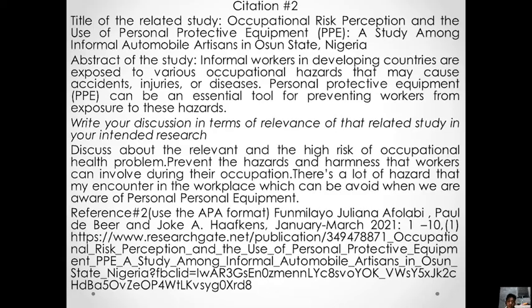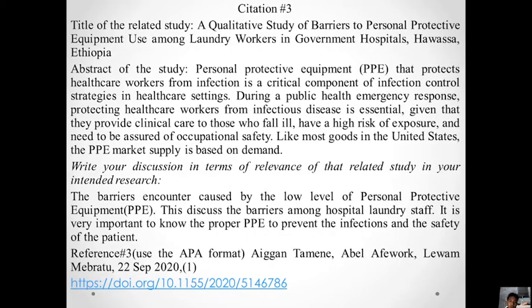Relevance of the related study. Citation number two: Occupational Perception and the Use of Personal Protective Equipment: A Study among Informal Automobile Artisans in Osun State, Nigeria. The relevance of this related study is that it discusses the high risk of occupational health problems and preventing the hazards and harm workers can be involved in during their profession. There are a lot of hazards that may be encountered in the workplace which can be avoided when we are aware of personal protective equipment.